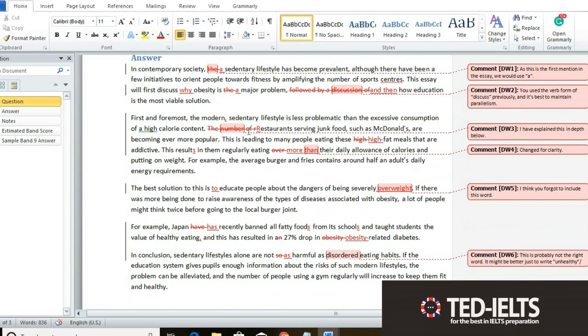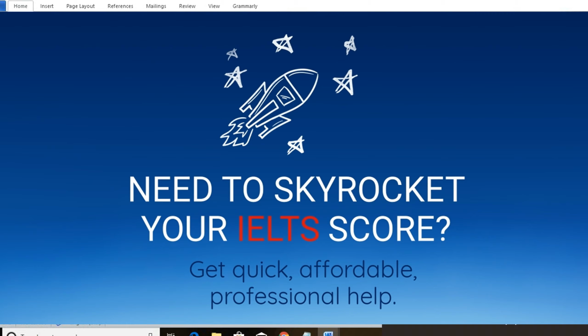So let's look at this question here. As you can see, I have marked it with a lot of changes here, and I've written a few comments in the right. This is for one of my students from a few months ago. This is from my IELTS writing correction service.